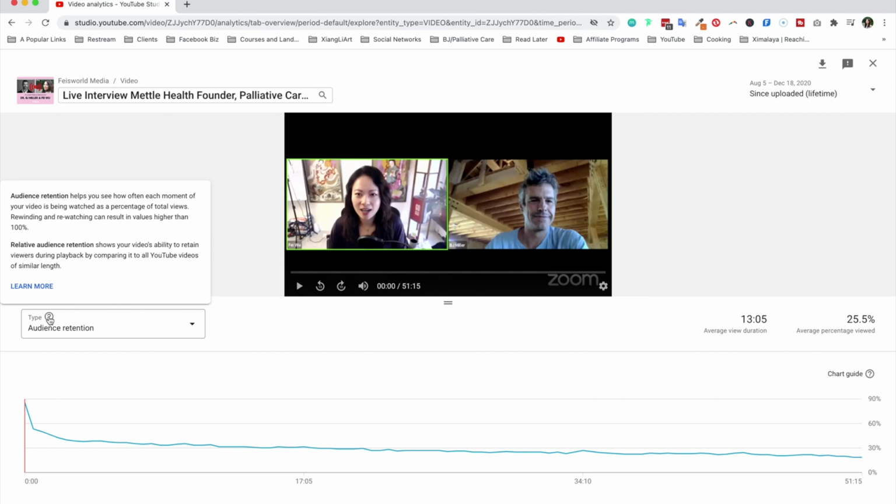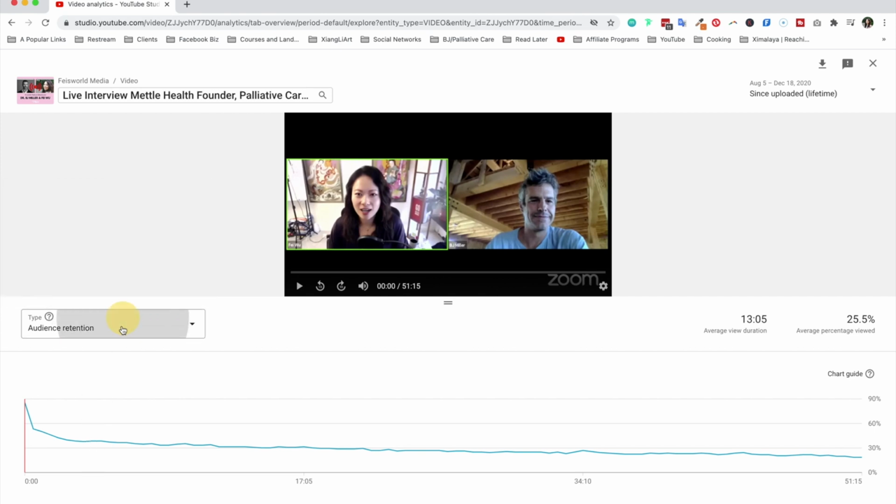Audience retention helps you see how often each moment of your video is being watched as a percentage of total views. Rewinding and rewatching can result in values higher than 100%, which is precisely what we talked about just now. Now there's relative audience retention, which shows your video's ability to retain viewers during playback by comparing it to all YouTube videos of similar length.